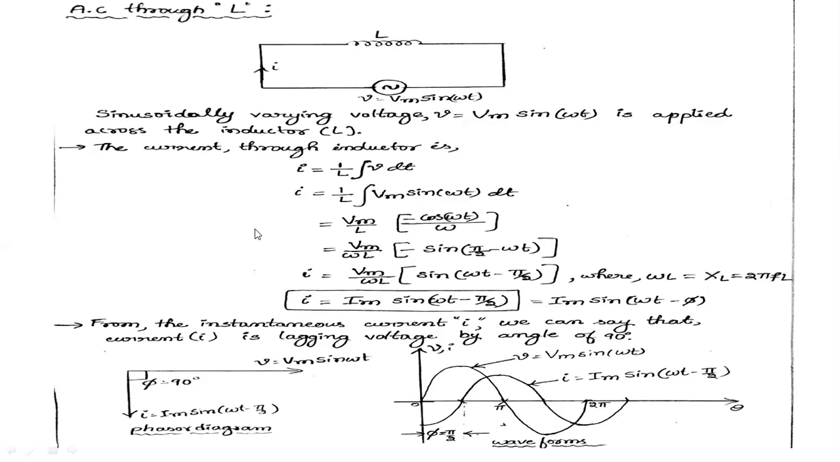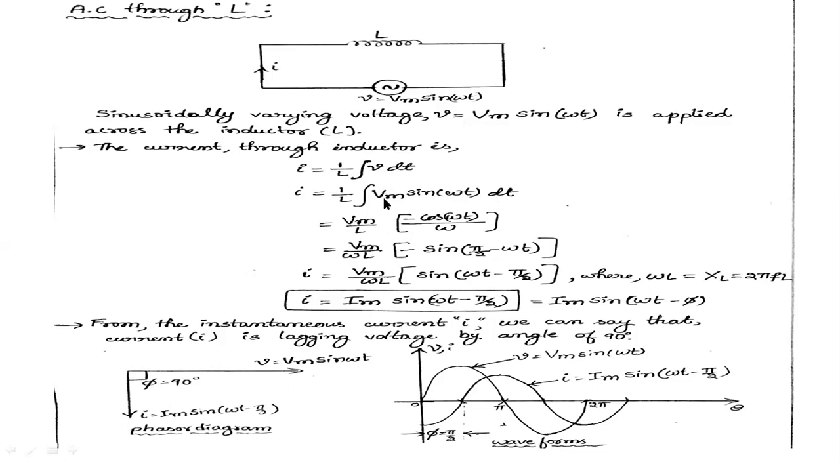I equals 1 by L integral of V dt. What is meant by V? V here is the applied AC voltage, V equals Vm sin omega t. I am going to substitute it here: I equals 1 by L integral of Vm sin omega t dt.